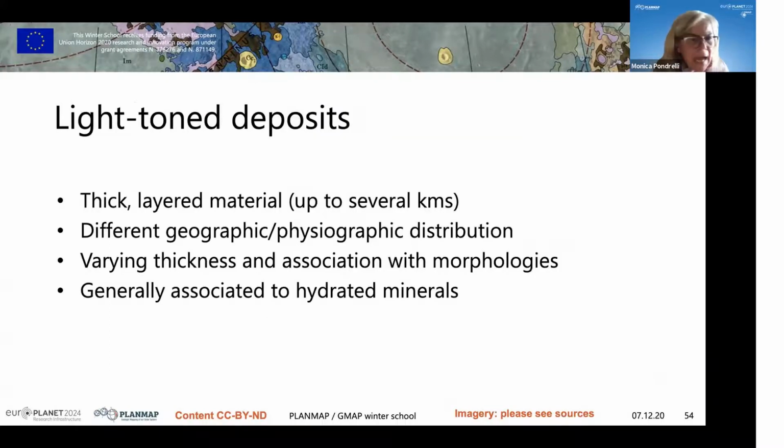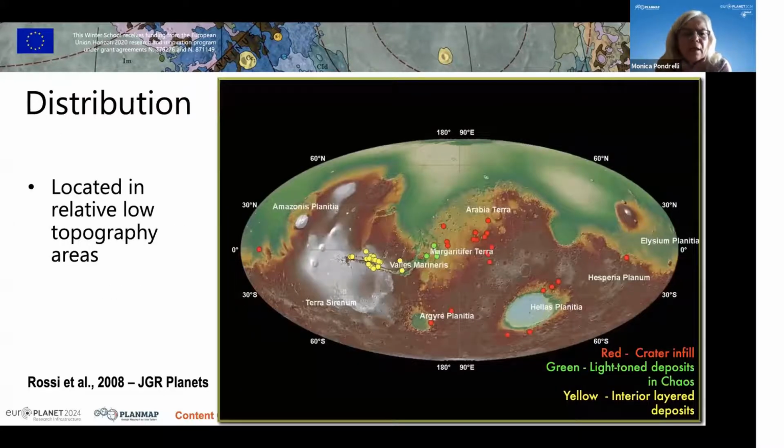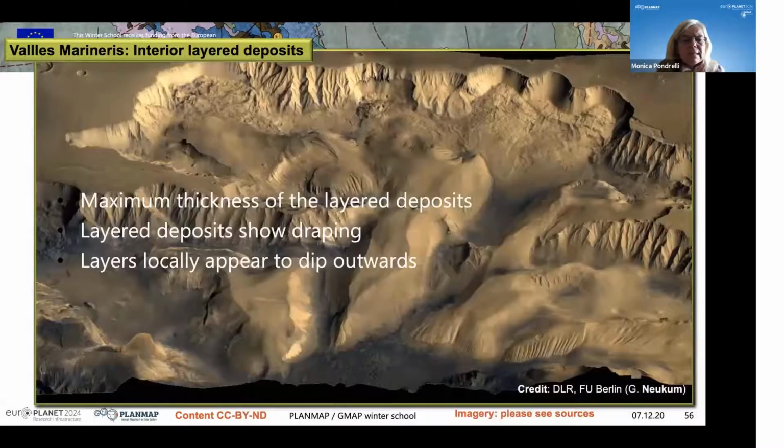Now, if I have time, I will quickly tell you something about the light-toned deposits, which are thick layered material, up to several kilometers thick, with a very different distribution and thickness. They are important because they are almost always associated with hydrated minerals. They are located inside craters as infill, in the chaotic terrain, and inside Valles Marineris, the famous interior layered deposits already introduced by Lucchitta in the 90s.